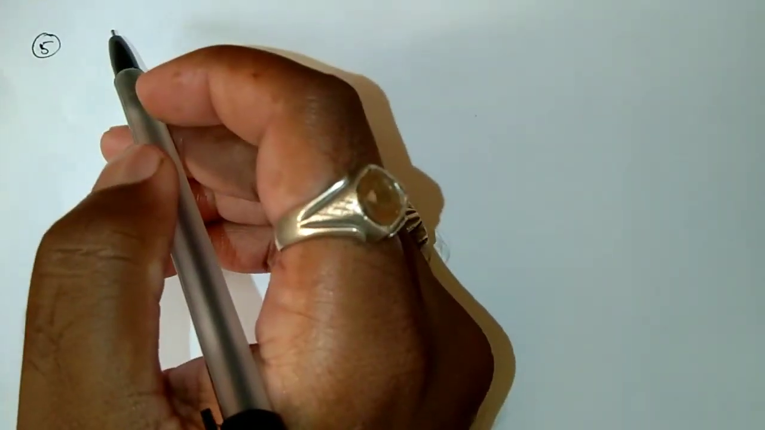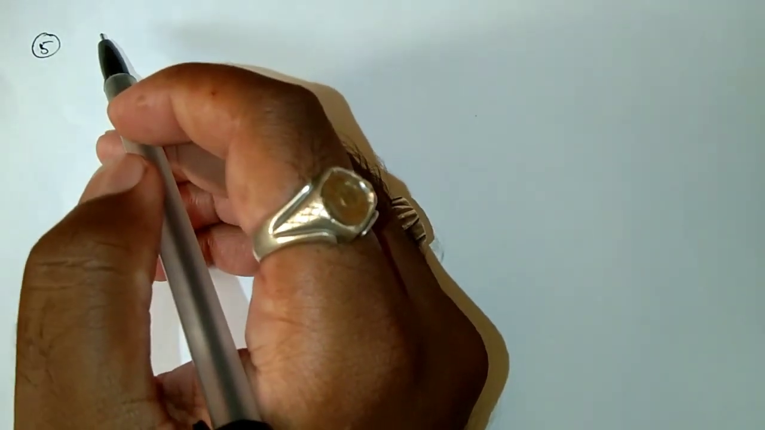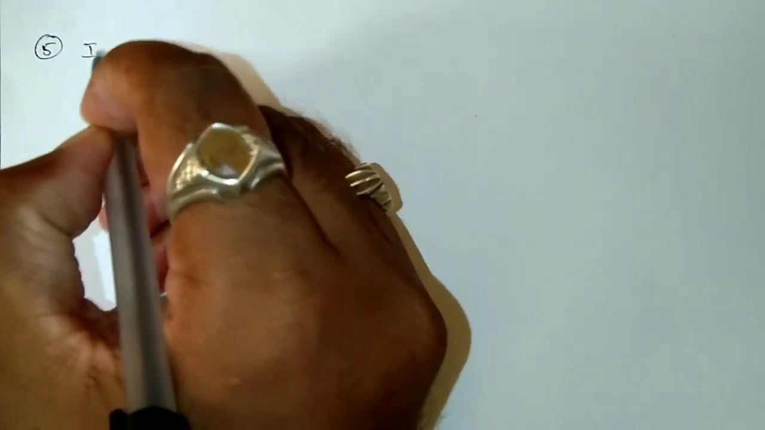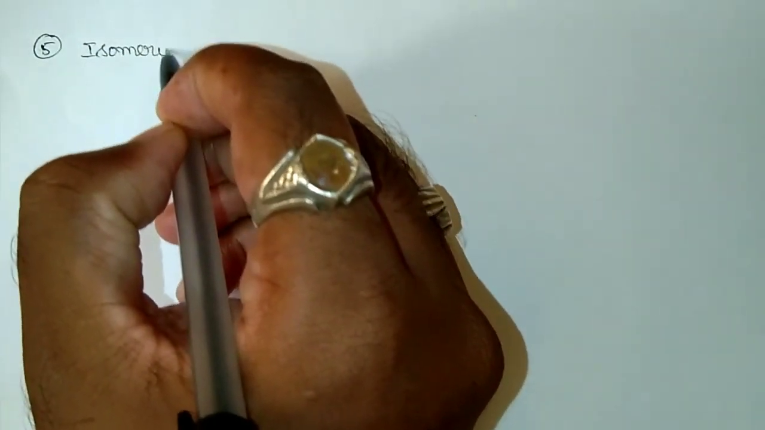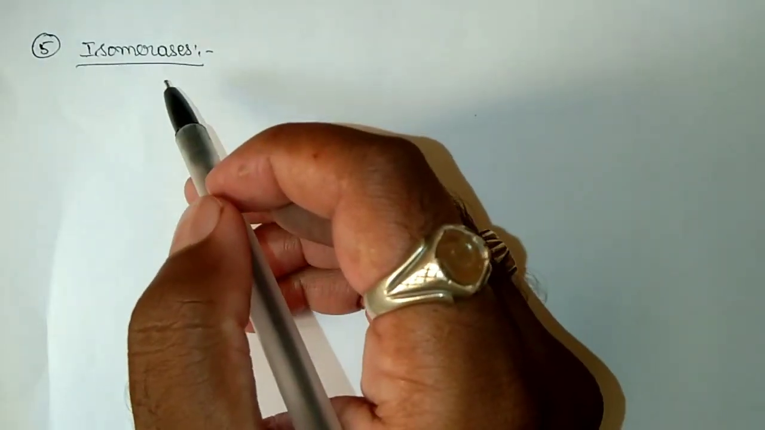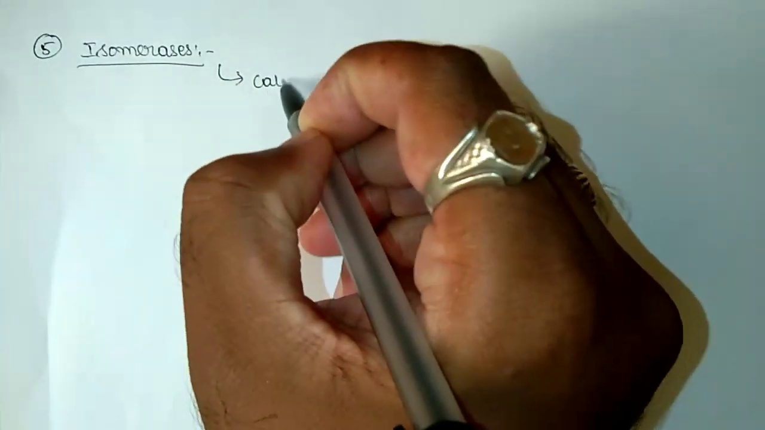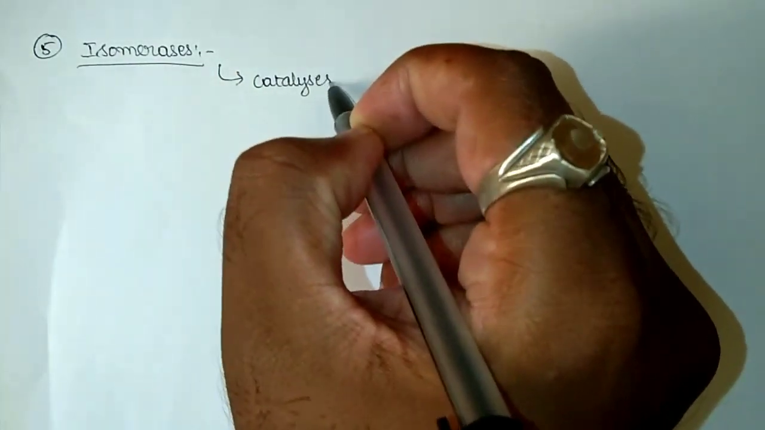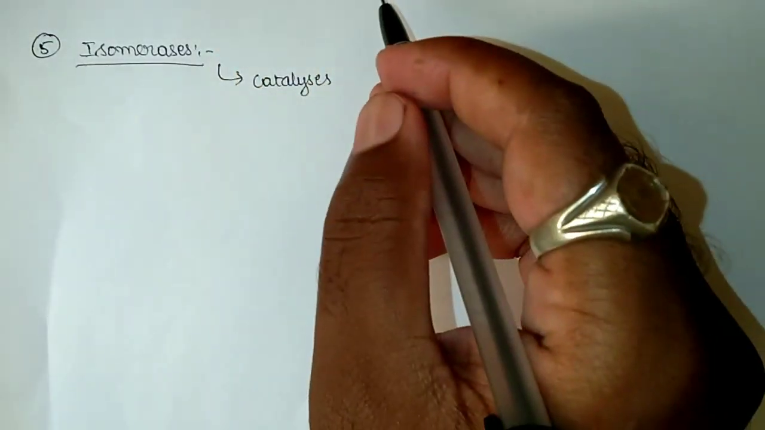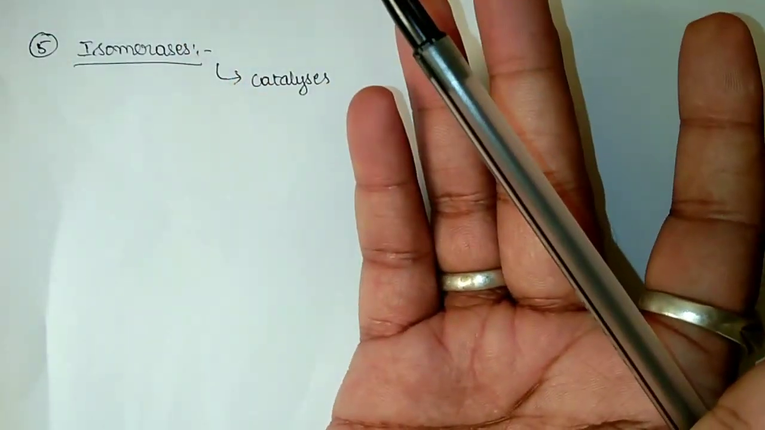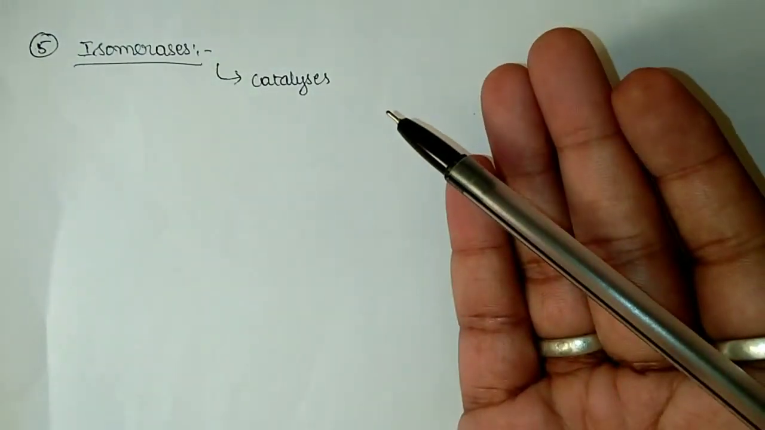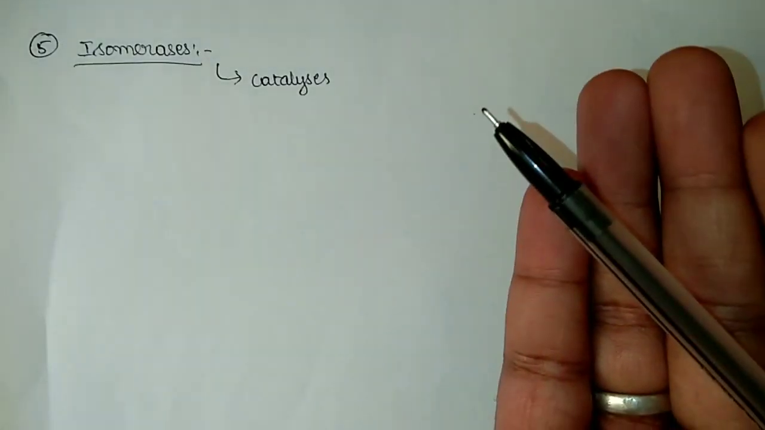Now, the fifth category of enzymes are isomerases. The name itself is telling you: isomerases. That means these are the enzymes that catalyze the conversion of one isomer into another isomer, strictly speaking, the interconversion of isomers. And what are those types of isomers? Those isomers may be optical isomers, or geometrical isomers, or positional isomers also.